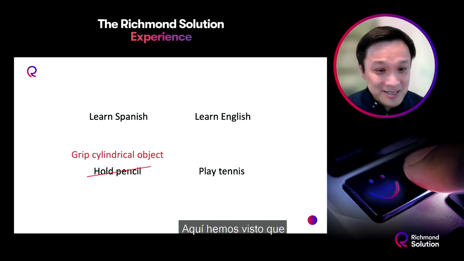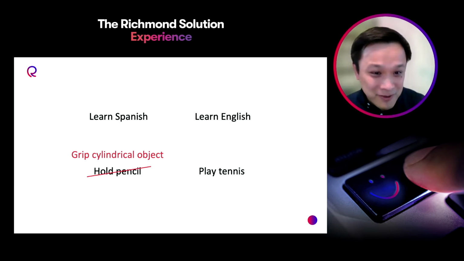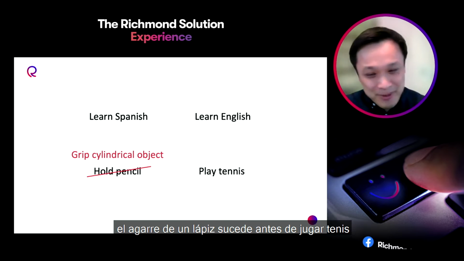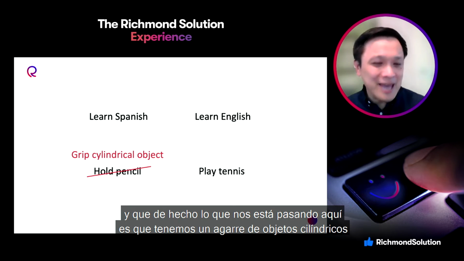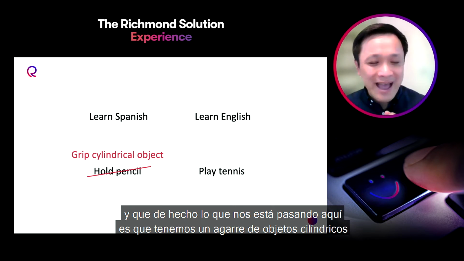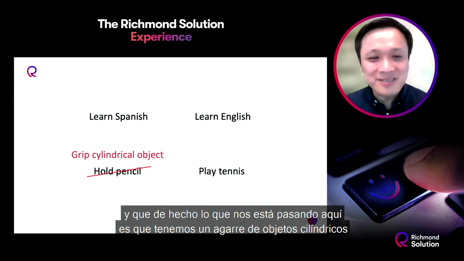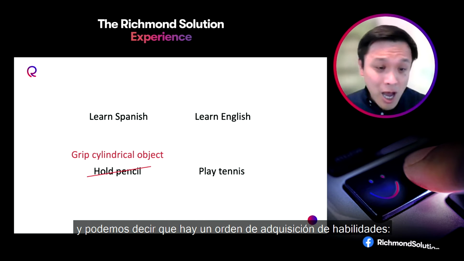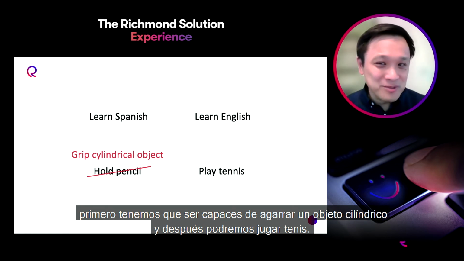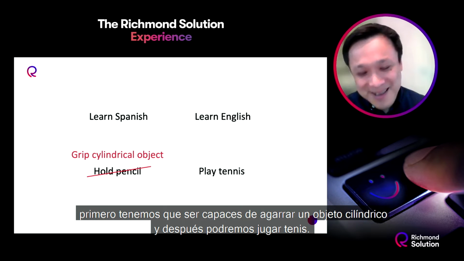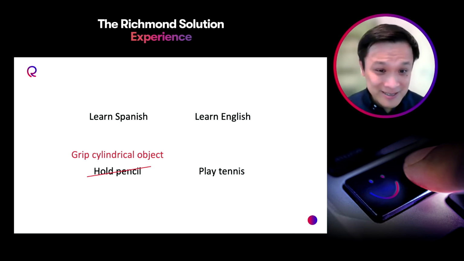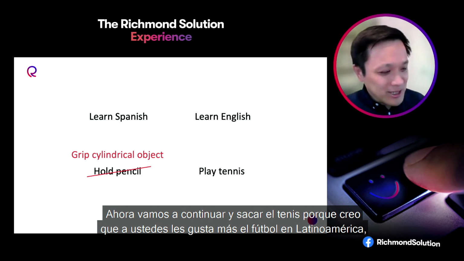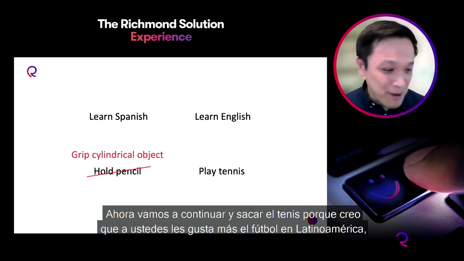So here we can see that we have observed holding a pencil happening before playing tennis, and we've refined our construct to say actually what we care about is gripping cylindrical objects, and we can say that indeed there is an order of acquisition going on here. First, you need to be able to grip a cylindrical object, and then you can play tennis. Okay? Now let's move on from tennis, because I think in Latin America you care more about football.